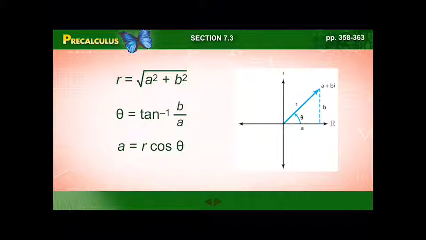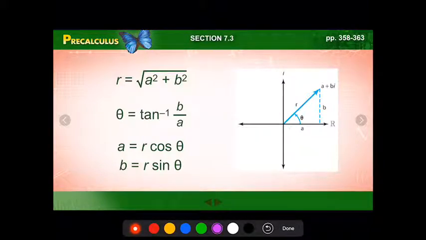A is equal to r cosine of theta and b is equal to r sine of theta. So this is nothing different than what we looked at on the previous slide. The only difference, instead of saying x and y, it says a and b. Because over here, this would be the x, which we replace with a, and b would be the y, and we just substitute the y for b.